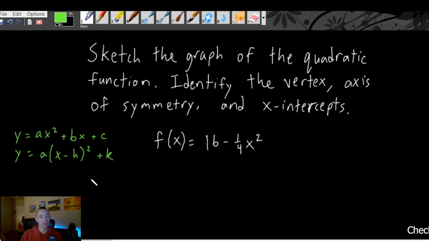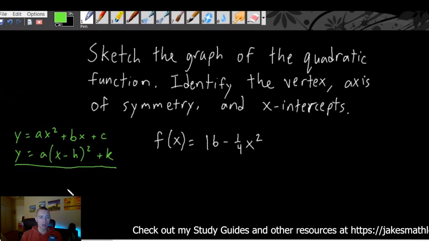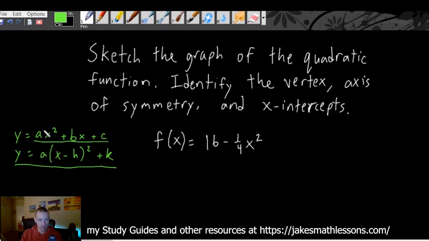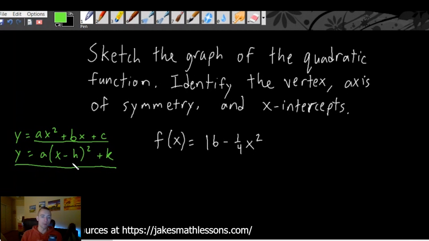Some textbooks though, like the textbook where this example problem came from, consider the second one to be standard form, and it doesn't really give a name to the first one. So just keep that in mind. I'm mostly going to refer to the first one as standard form and the second one as vertex form, because I think the names make a little more sense. That's the way I learned it.